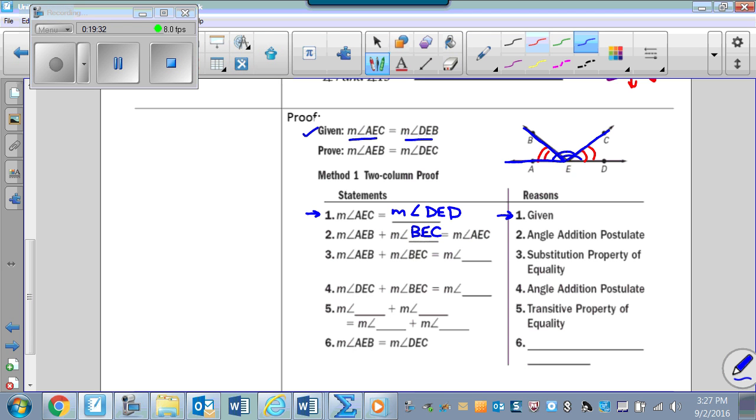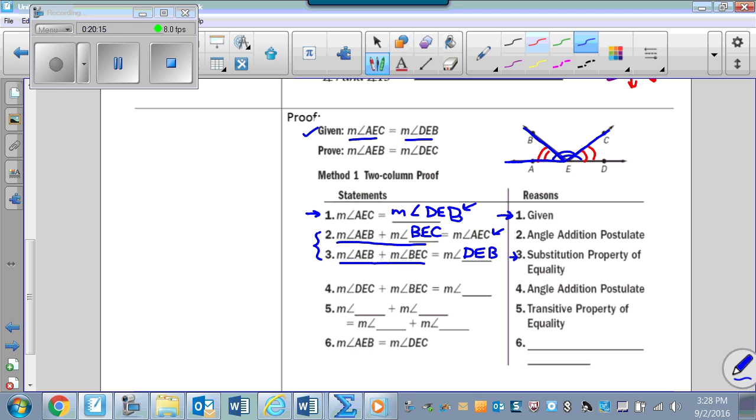Okay, step 3, the measure of angle AEB, there we are with AEB again, plus the measure of angle BEC. Oh, look at these 2. Take note, this part and this part, it's the same thing. It repeats. But look over here, it tells me I'm going to use the substitution property. So what can I substitute in for angle AEC? Well, I can substitute in the measure of angle DEB, right? Because those two are equal. And it really helped that they told me I was going to use the substitution property. All right, so there we go.